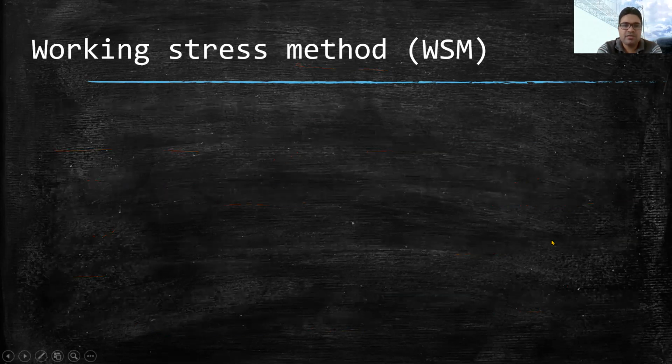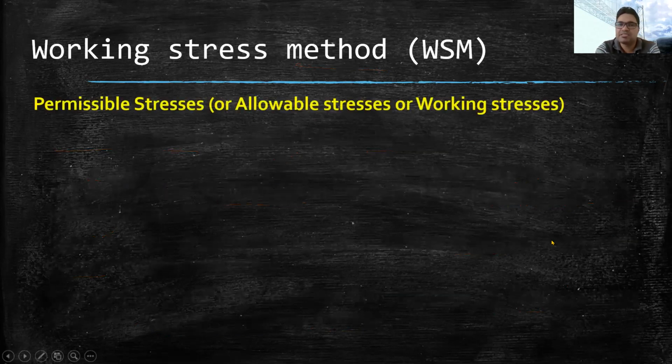So now we will see how we find out permissible stresses within the material. Permissible stresses are sometimes called allowable stresses, or sometimes working stresses. Because of this name, the method is called the working stress method. Now the question is, how do we find out this working stress? Working stress, as I said, is basically a fraction of the strength of the material.